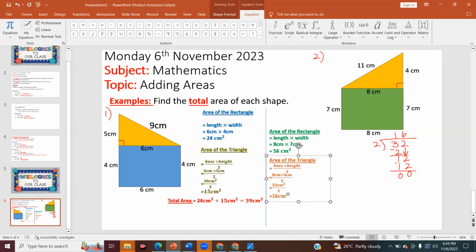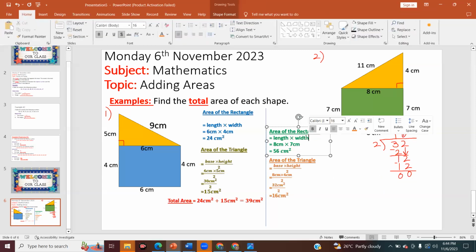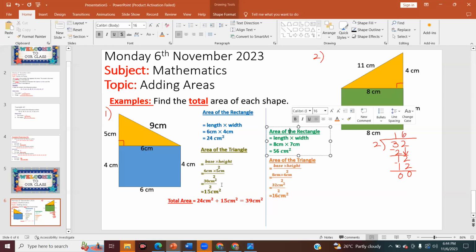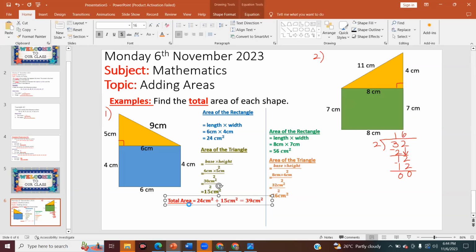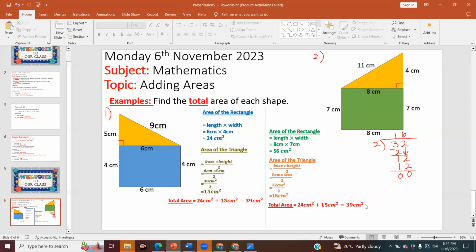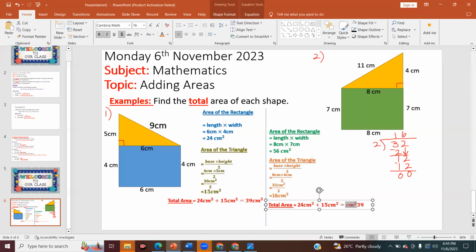Understand me? Yes, sir. Okay, now how do we get the total area, Bradshaw? Can you pronounce your name for me? Prashawn. Prashawn, okay. Good. How do we get the total area? You add 16 centimeters squared plus 56 centimeters squared. Good.